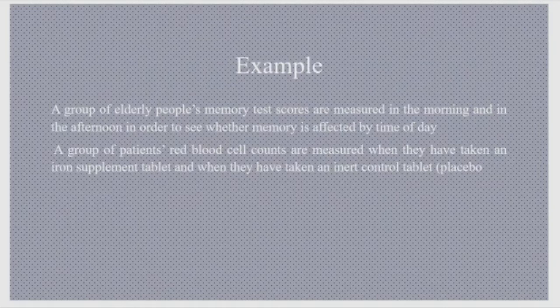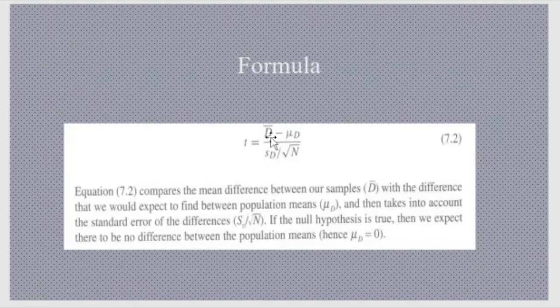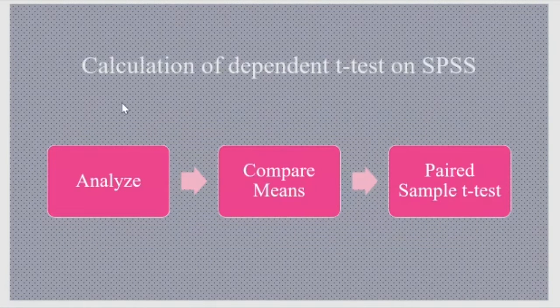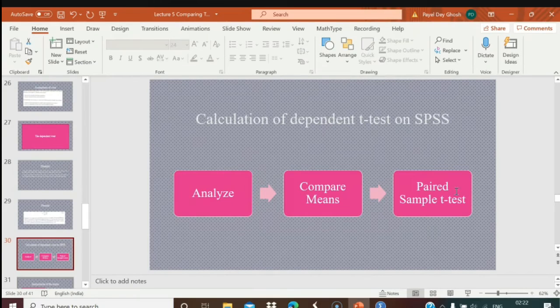This is the formula. Obviously, we don't have to use the formula in SPSS, but if you calculate manually, you have to use this formula. I have explained the formula here, so I'm not explaining it in detail. Then how to calculate the dependent t-test. These are the steps: first, Analyze, Compare Means, and Paired Samples t-test.